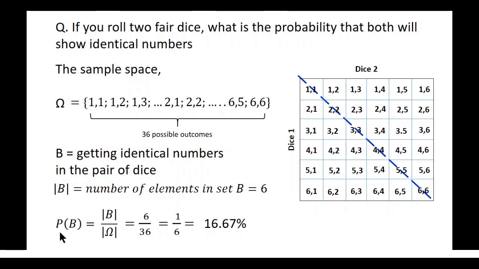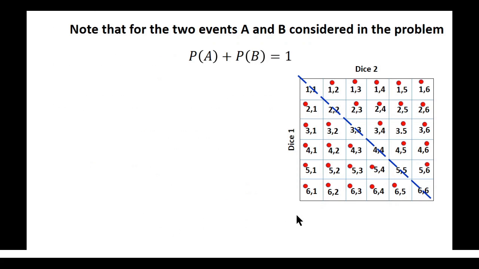The probability of getting two identical numbers will be P of B, which is equal to mod B divided by mod omega. That is equal to 6 divided by 36, which is 1 over 6. And that can be represented as 16.67%. Notice that the probabilities of events A and B are adding up to 1.